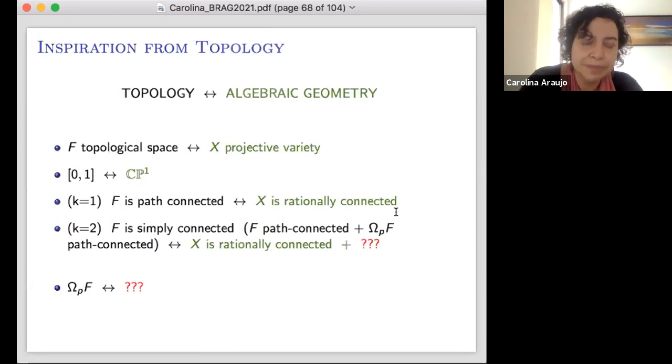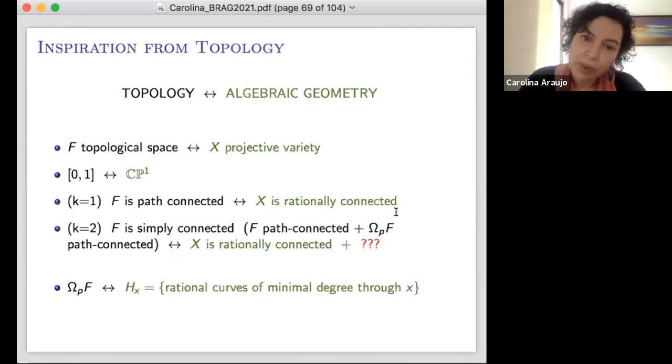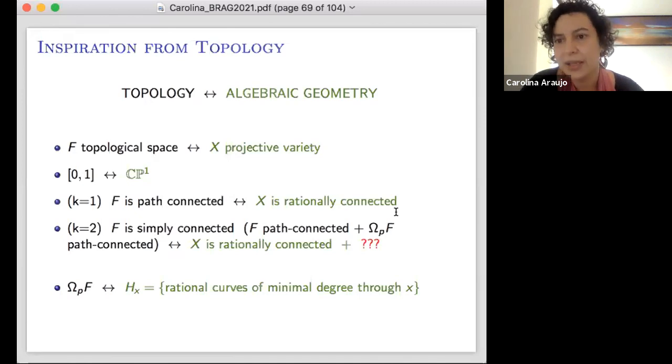However, there has been an approach, tentatively analogous to the loop space, that has been considered in algebraic geometry, which is instead of just looking at all rational curves through a point x, let's just look at the rational curves, say, of minimal degree. So among all the rational curves that pass through a fixed point x, I just consider those of minimal degree. By this minimality, that itself will be a projective variety.